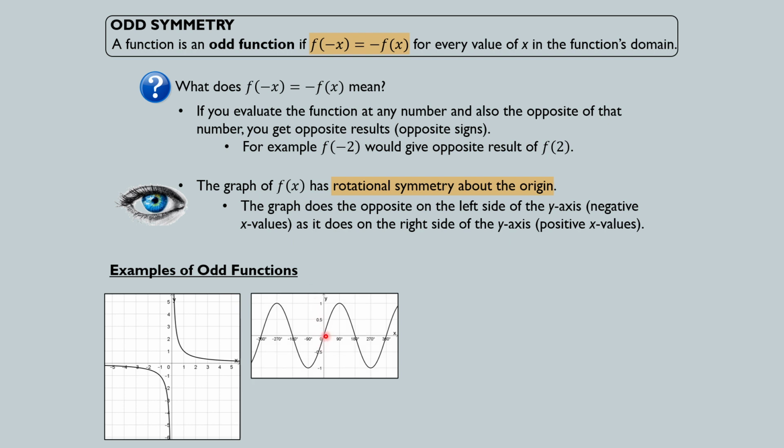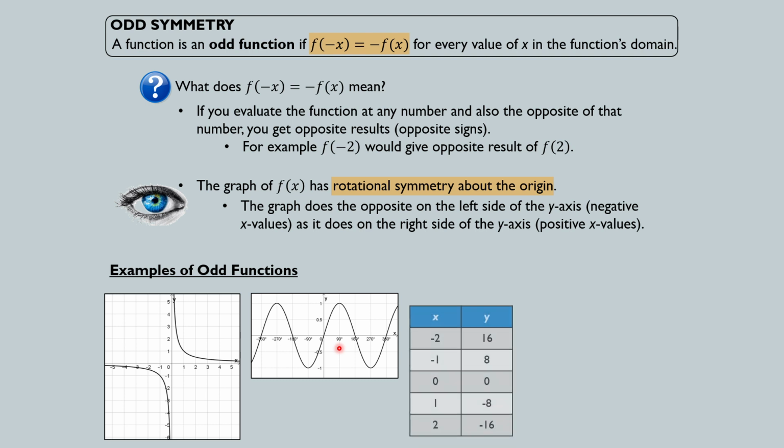Here's the graph of y equals sine x. It's doing opposite things on the left and right side of the y-axis. So for example, an x value of 90 degrees gives us 1, but an x value of -90 doesn't give us 1, it gives us -1. Okay, so opposite things happening on the left and right side of the y-axis, that's odd symmetry.